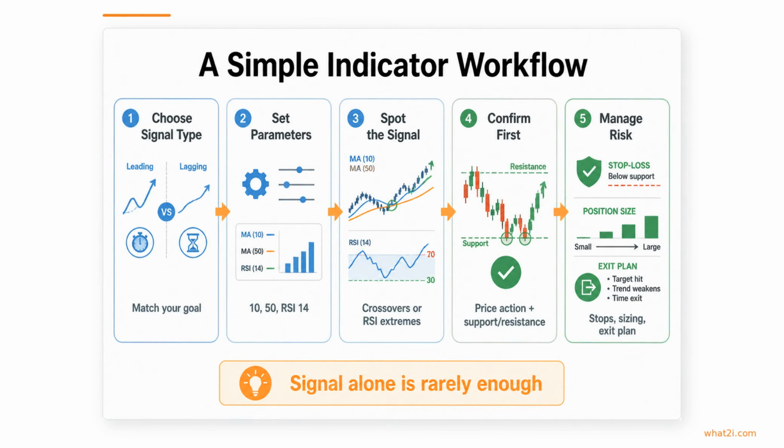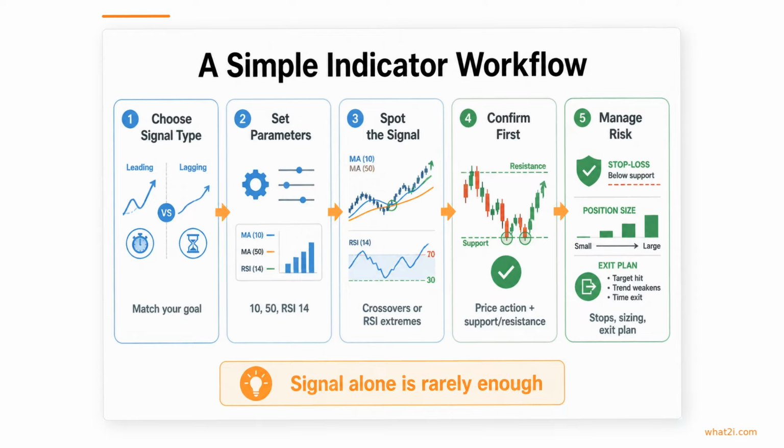A disciplined indicator routine can help you avoid impulsive decisions. First, choose whether you need a leading indicator for early warning or a lagging one for confirmation. Then set clear parameters, such as a 10-day and 50-day moving average, or an RSI with a 14-period setting. After that, watch for the specific signal you care about, like a crossover or an extreme RSI reading. Before acting, look for confirmation from price action, support and resistance, or the larger trend. And finally, connect the signal to risk management by deciding position size, stop placement, and exit rules in advance.